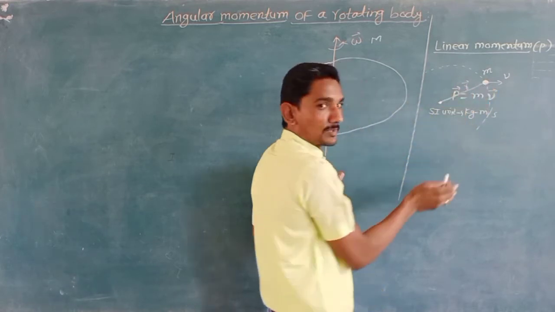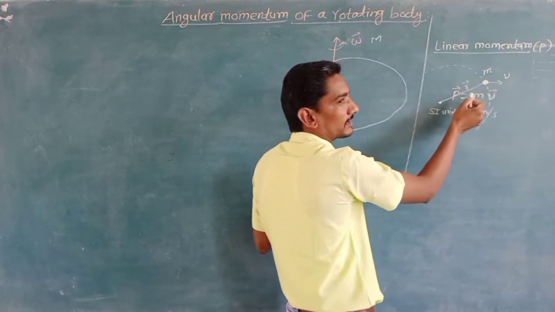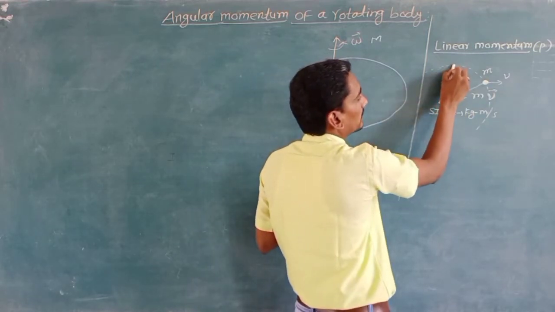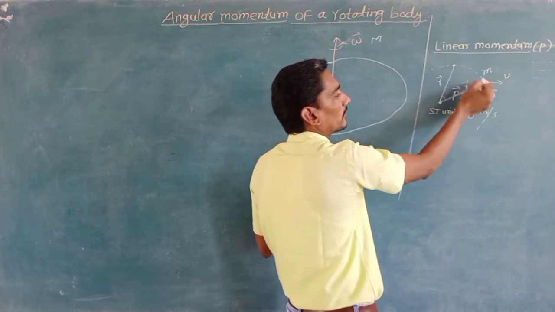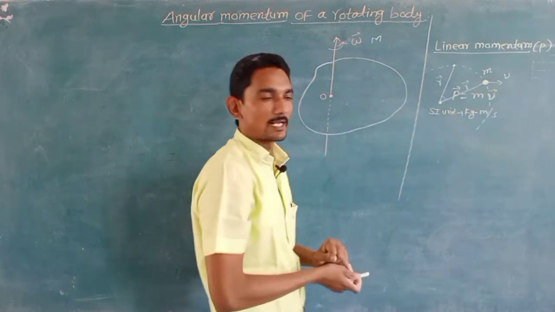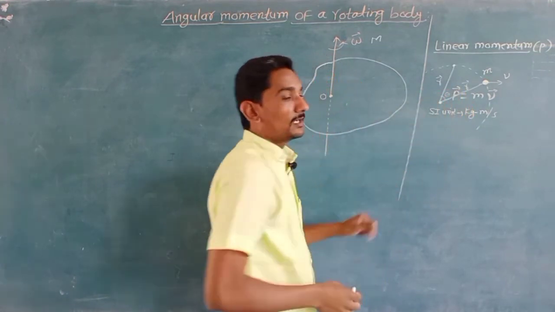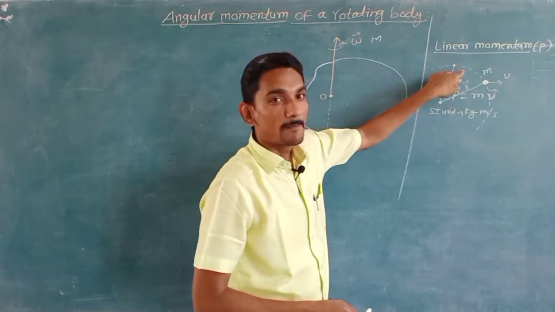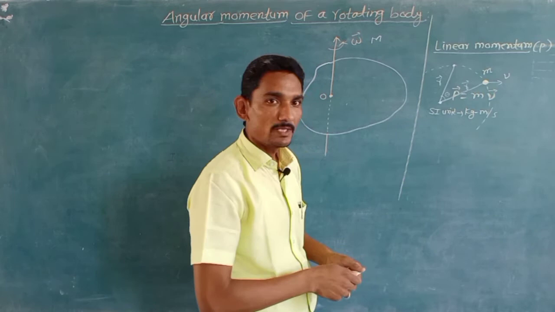So at a particular instant when the object is at this position, this r vector gives the position of that particle. After some time the object is at this position, and the r vector gives the position of that particle along the circular track. Now the object is describing the angle theta. So in the case of circular motion, we can say that the object has angular momentum. Then what is the angular momentum?